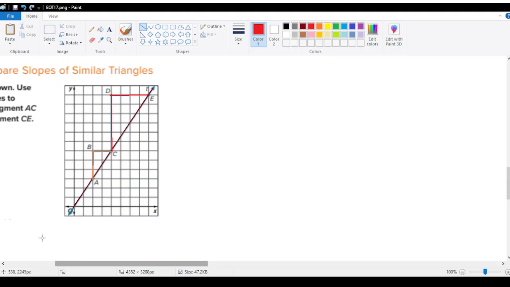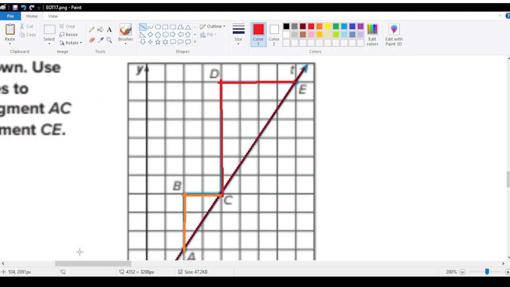Why? Because this angle is 90, right? And this angle will be 90 as well. Now this angle is 1 dash, and here 1 dash, and here 2 dash, for example, and here 2 dash. So those are similar triangles.